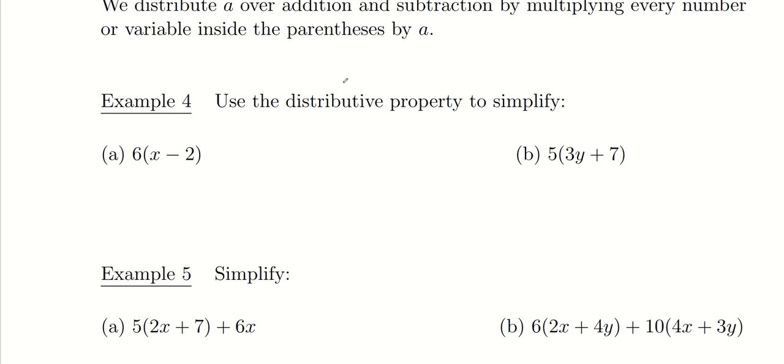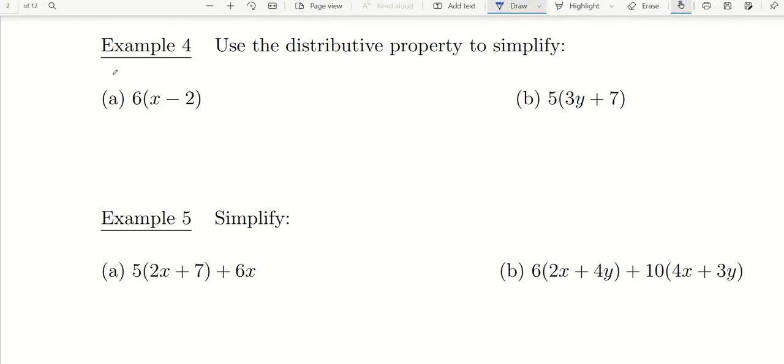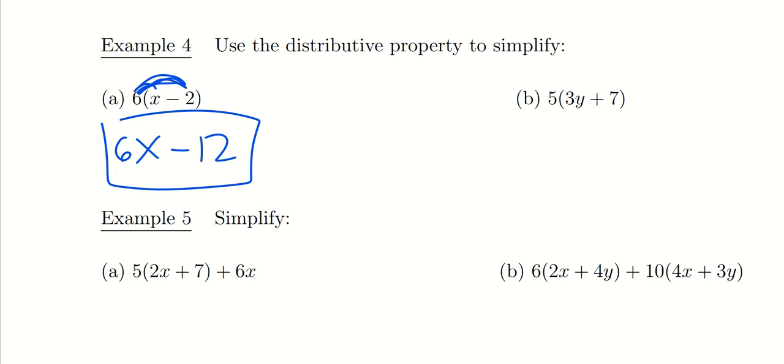Let's use the distributive property in order to simplify the expressions below. The reason why we would not consider these to be simplified, again, is because we do have parentheses. So we would like to eliminate the parentheses by distributing. If I take the 6 and multiply it to each term in the parentheses, 6 times x will give us 6x. I can think of this particular multiplication as 6 times a negative 2, which would give us a negative 12. So our answer there is 6x minus 12.